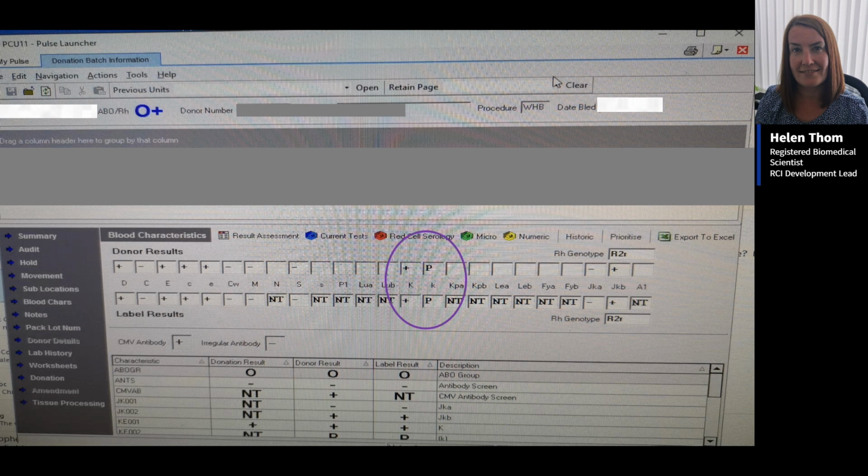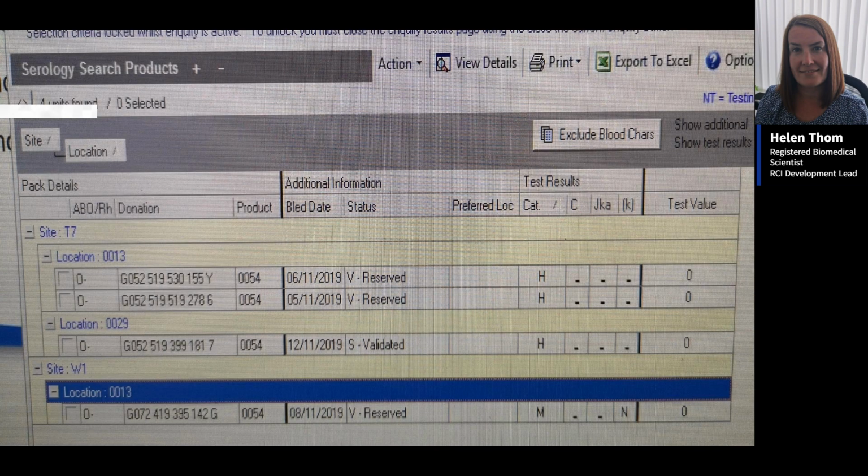It was compatible for the patient, but that's because the Cellano wasn't coming through by IAT. It was only there in the eluate, so that would be why. So unfortunately, I had to order some different blood for this patient.